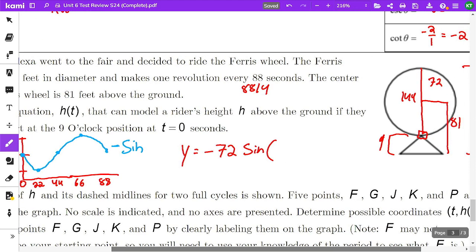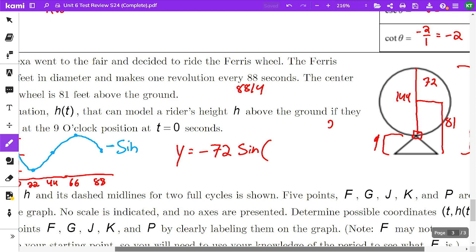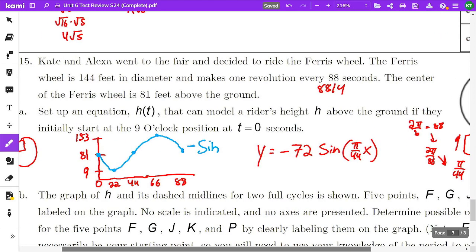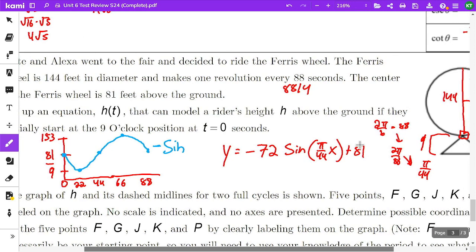Our b value is, like we always do, we take our 88, which is our period, 2 pi divided by b equals 88. Switch those out. That will be the same thing as 2 pi divided by 88, which will also give us pi over 44. So then we have pi over 44 x, and then our last thing we're going to do is add our vertical shift, which is our midline. We see our midline here, it's 81. So we have plus 81, and that's our function here for our Ferris wheel.